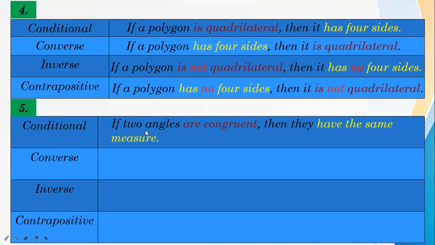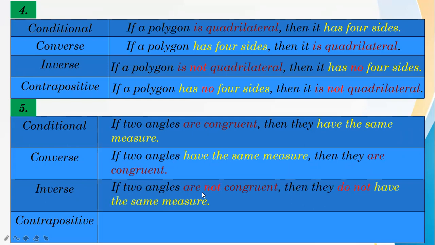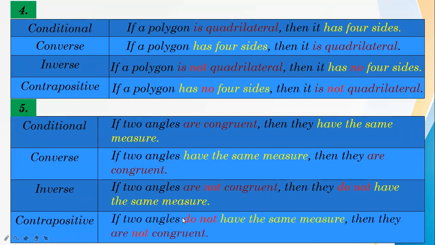Number 5: if two angles are congruent, then they have the same measure. Converse: if two angles have the same measure, then they are congruent. Inverse: if two angles are not congruent, then they do not have the same measure. And the last one, we have the contrapositive. So this will be the contrapositive statement: if two angles do not have the same measure, then they are not congruent.